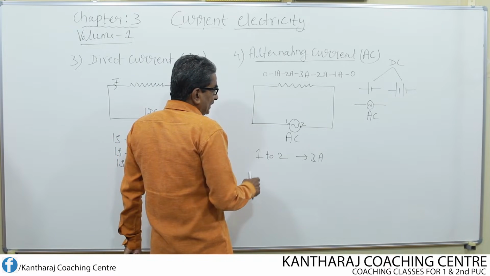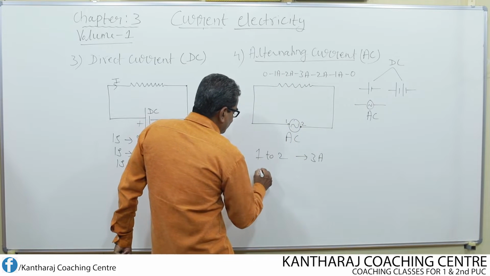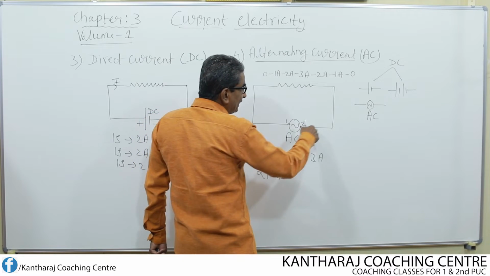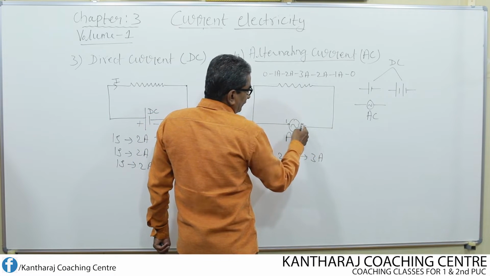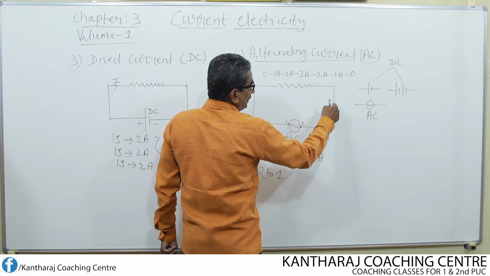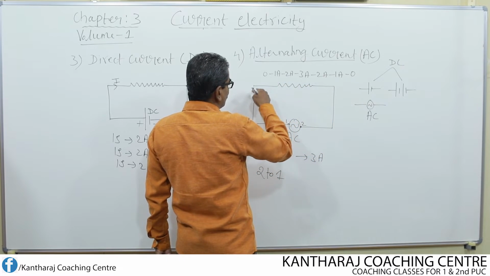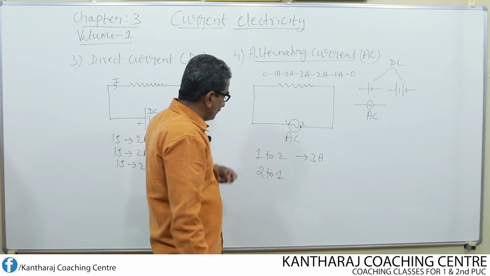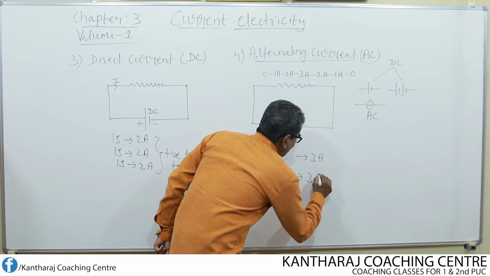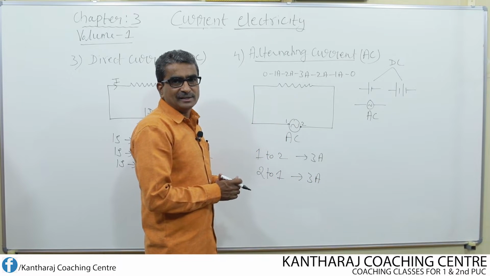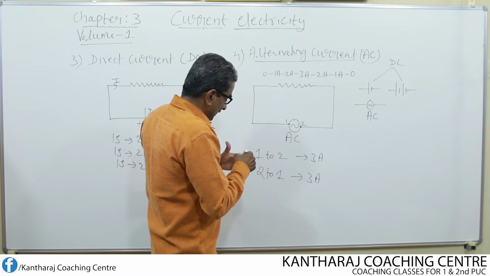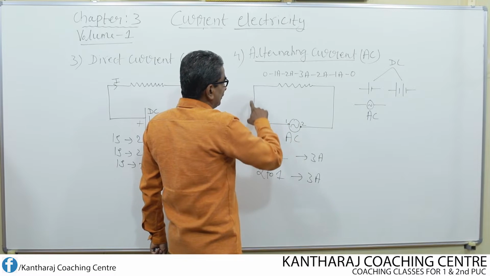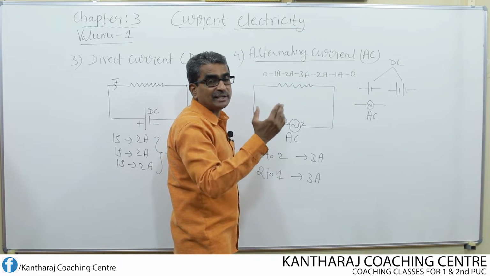Suppose the current starts flowing from 2 to 1, now in the reverse direction, the same thing happens. The current starts flowing like this: 0 to 1 ampere, 1 to 2, 2 to 3, 3 to 2, 2 to 1, 1 to 0. It will be like this. So, with maximum current 3 ampere, what happens? It increases from 0 to maximum and again it becomes 0 during one cycle.